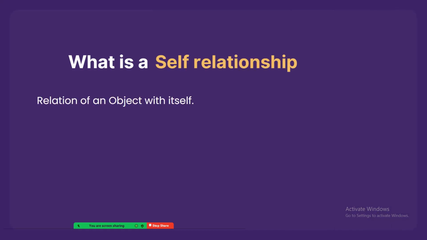What is a self relationship? A relation of an object with itself is called a self relationship. For example, a relation of account with itself can be called a self relationship, right?